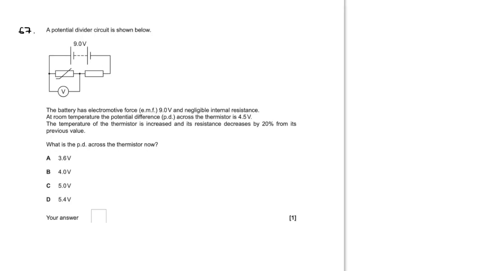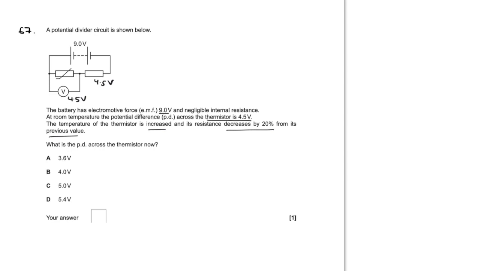Okay, so this brings us right to our last question, number 67, where a potential divider circuit is given to us and the battery has an EMF of 9 volts and internal resistance is negligible. At the room temperature, the potential difference across the thermistor is 4.5 volts. Okay, so that is reading 4.5 volts, therefore this is also 4.5 volts. And the thermistor, now the temperature of the thermistor is increased so that its resistance decreases by 20% from its previous value. Okay, what is the potential difference across the thermistor now?